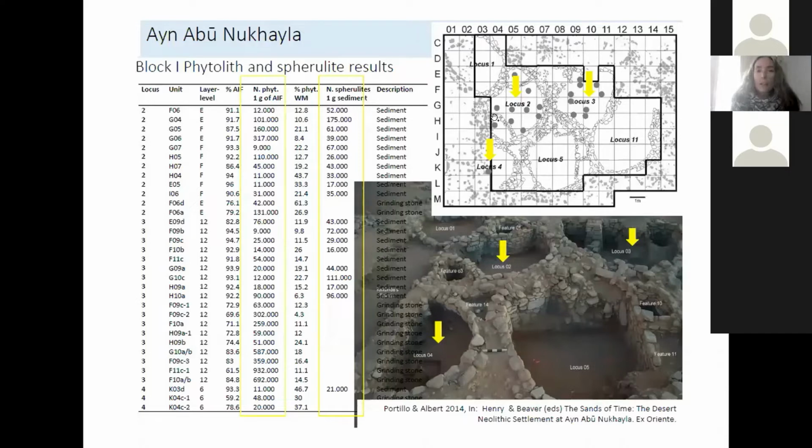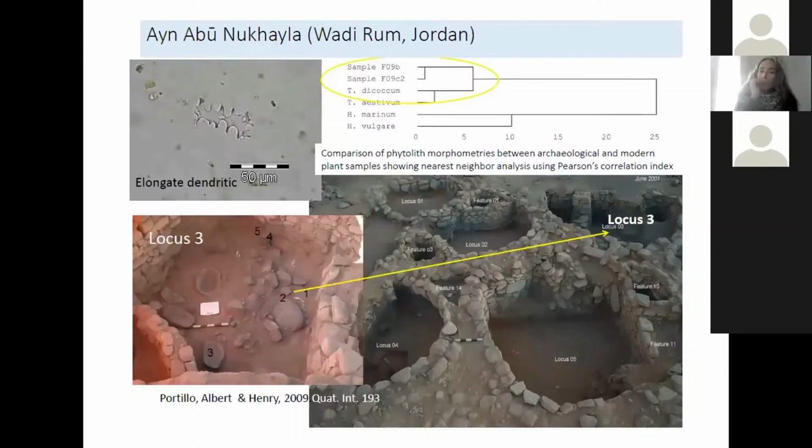And here the interesting thing was we found accumulations, especially in locus 2 and locus 3, concentrations of grasses, of cereals. Also there were concentrations of starches. Aline Emery Barbier from Nanterre did the pollen and the starch study. And also accumulations of grinding stones. The grinding stones were in situ. We see here most of the grinding stones.